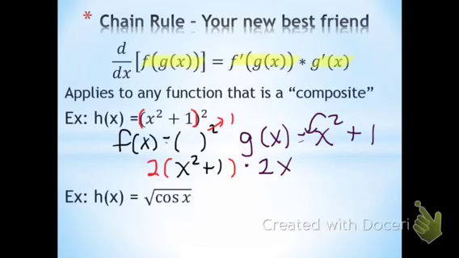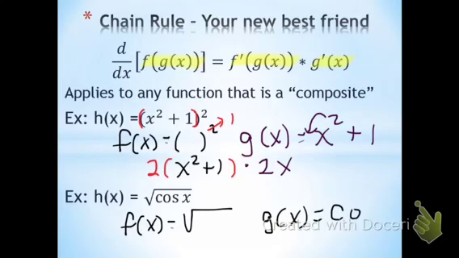Let's look down at our second example. We have the square root of cosine of x. Again, the trick in this is to begin to see functions as composite functions. I could rewrite this as f of x being, can you see it? The square root sign. And g of x being the inner function of cosine of x.